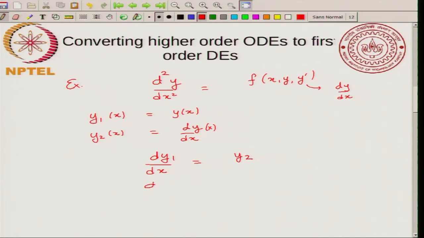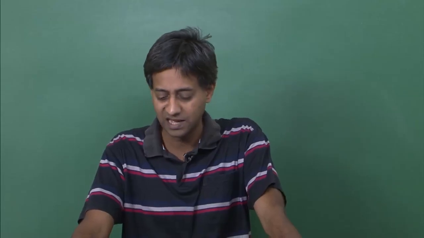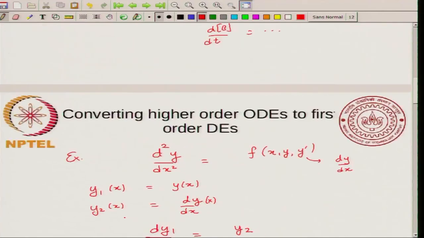Okay. And I can write dy2 by dx. Okay, dy2 by dx is d square y by dx square. So this is my f of x, y1, y2, where this is y1, this is y2. Okay. So what I did is I converted my second order differential equation to two first order differential equations. You can imagine that x is the independent variable, y1 and y2 are two dependent variables, and this has exactly the form that we had earlier.